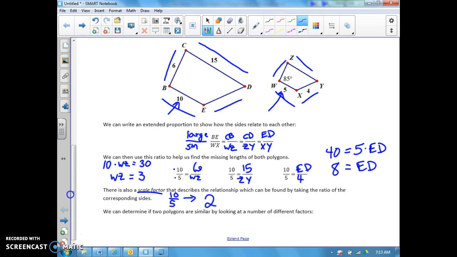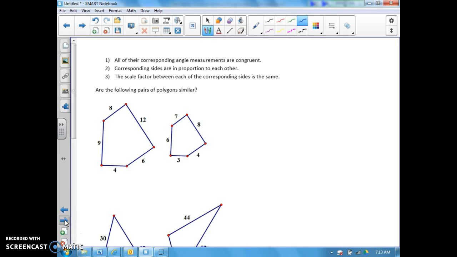So we can determine if two polygons are similar by looking at a number of different factors. The first one is if all of their corresponding angle measurements are congruent, or we can look to see if the corresponding sides are proportionate to each other using the extended proportion. Or we can look to see if the scale factors between each of the corresponding sides is the same. So now let's take a look and see if we can determine whether or not these shapes are similar.